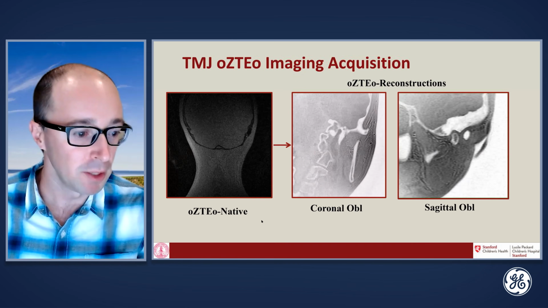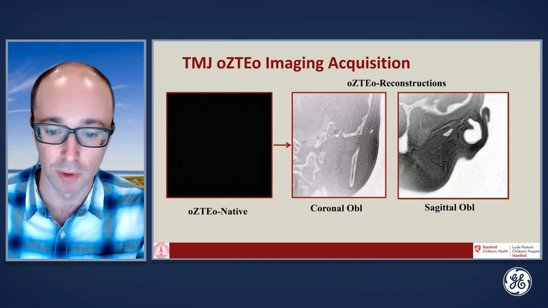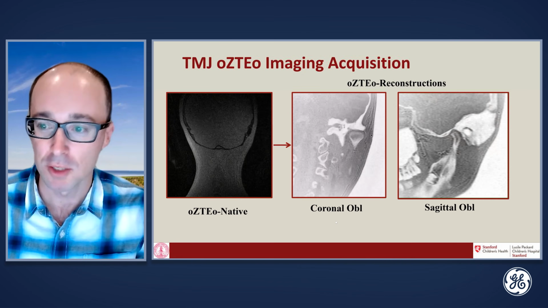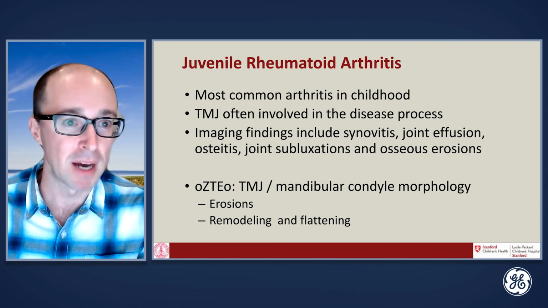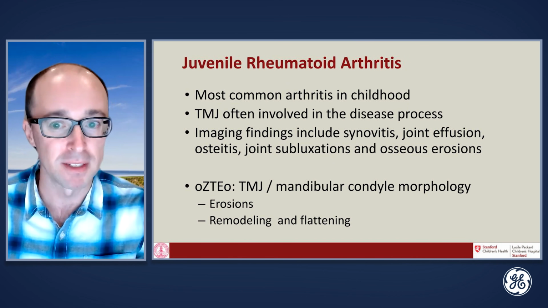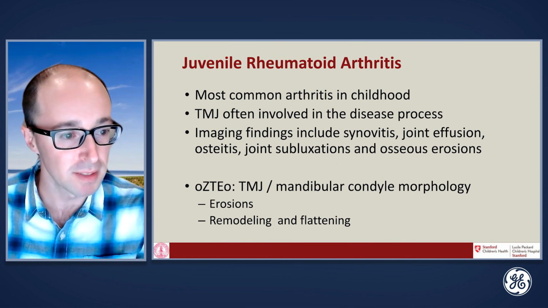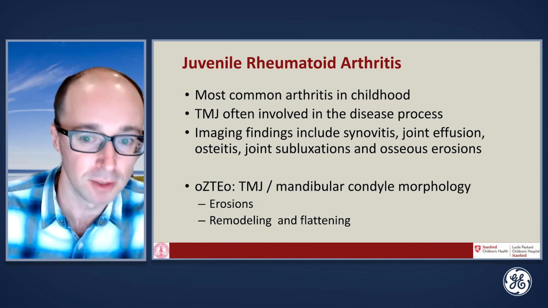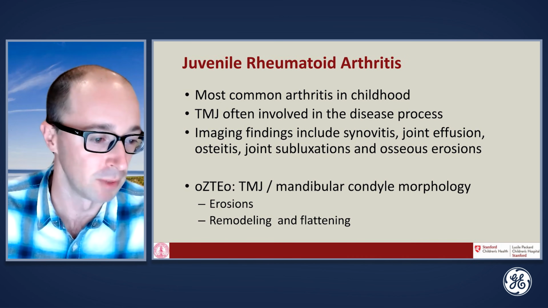How we acquire it, we acquire the native ZTE in the coronal plane and then reconstruct in coronal oblique and sagittal oblique so we could well profile the TMJ. A little bit about juvenile rheumatoid arthritis. It's the most common arthritis in childhood. The TMJ is often involved in the disease process. Imaging findings include synovitis, joint effusion, osteitis, joint subluxation, and osseous erosions.